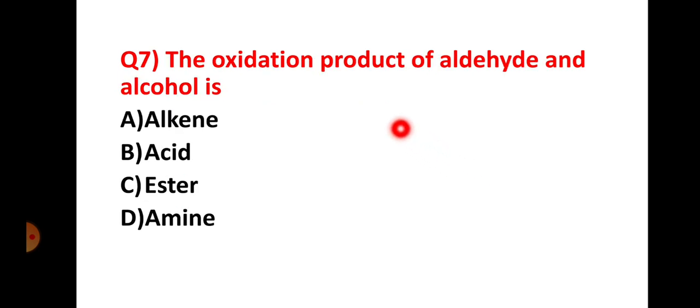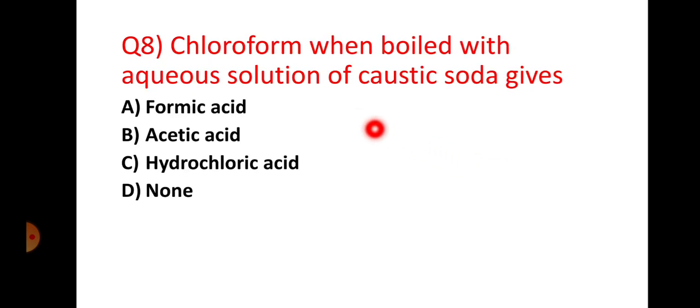The oxidation product of aldehyde and alcohol is... the oxidation product of aldehyde and ketone is called acid. Option B. Now let's move to question number 8.